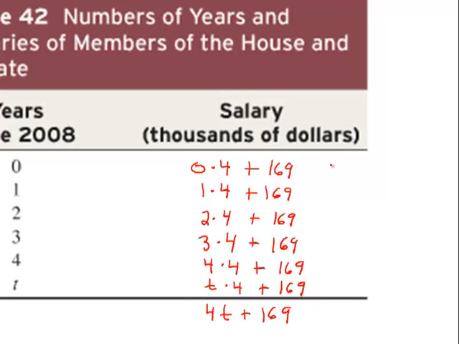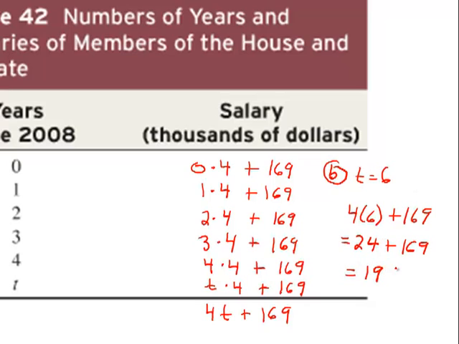Now part B says let T be equal to 6. Evaluate this, so we would take 6 and substitute it into our expression. So that's 4 times 6 plus 169. We would multiply before we add. So that would be equal to 24 plus 169, and that's equal to 193.